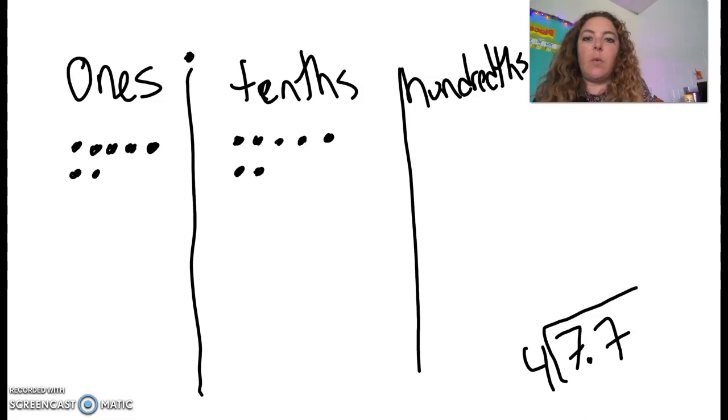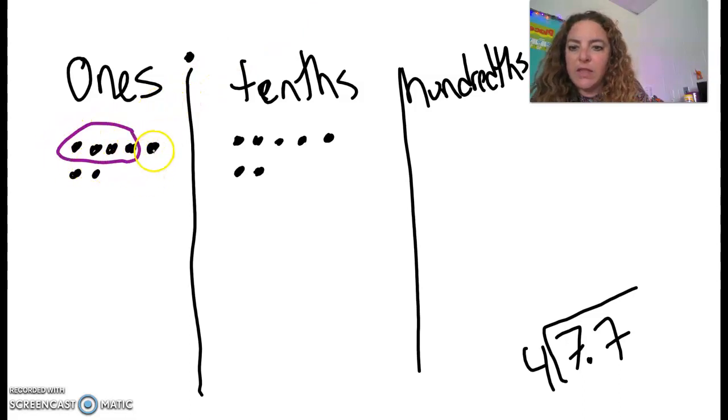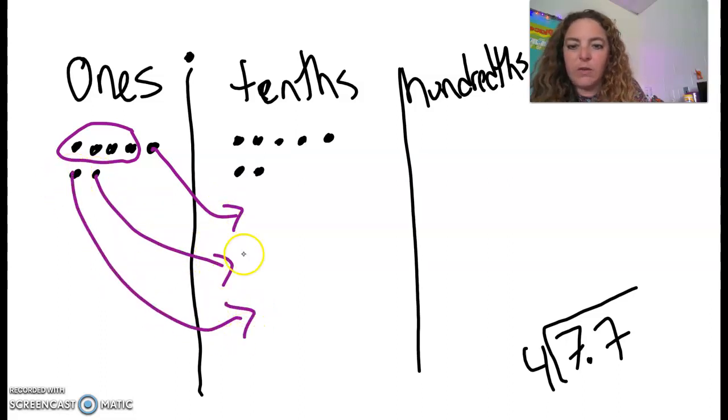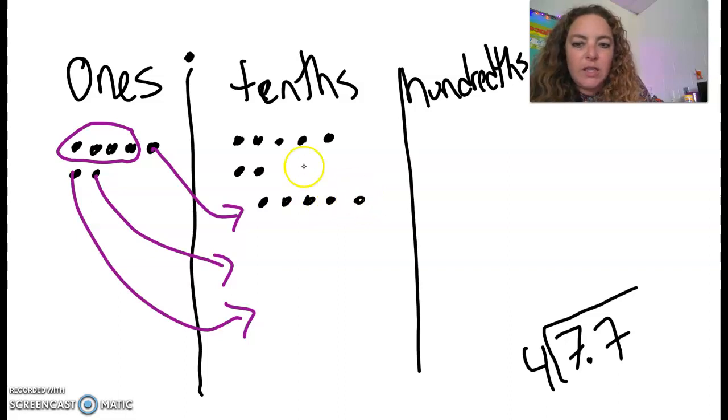So I'm making these into groups of 4. And so just like we've done before, I'm going to circle my groups of 4 right here. So I have 4 here, and then I have this one that's going to move over, this one that's going to move over, and this one that's going to move over. When I have to move them over, remember that they become groups of 10. Each dot that you move from a bigger place value to these smaller place values creates this group of 10. So I'm going to go ahead and make my groups of 10.